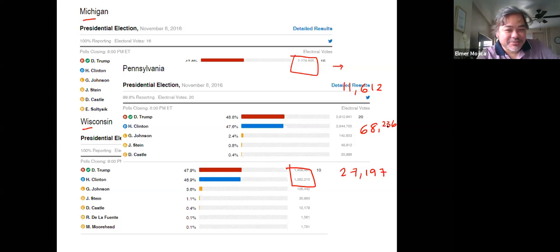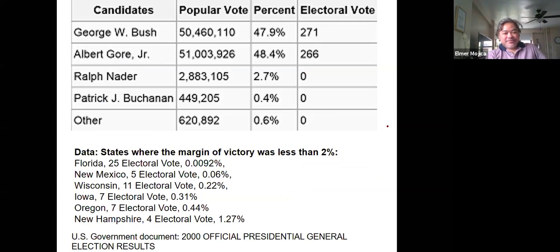But there's another election where much closer. This one. So when does this happen? 2000. Look at the margin of victory. Florida, 0.0092%. New Mexico, 0.06%. Wisconsin, 0.22%. Iowa, 0.31%. Oregon, 0.44%. And New Hampshire, 1.27%.